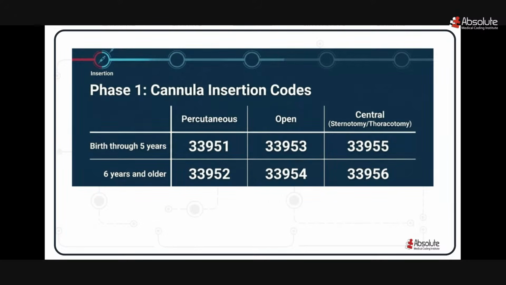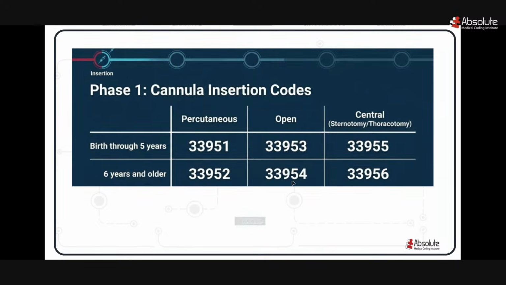And the third step is the central approach, which is the most invasive approach, I would say, typically performed through a sternotomy or a thoracotomy. As the term itself suggests, this is the most invasive, and it will provide direct access to the heart and the great vessels. Again, these codes are classified into two, 33955 and 33956, based on the age.